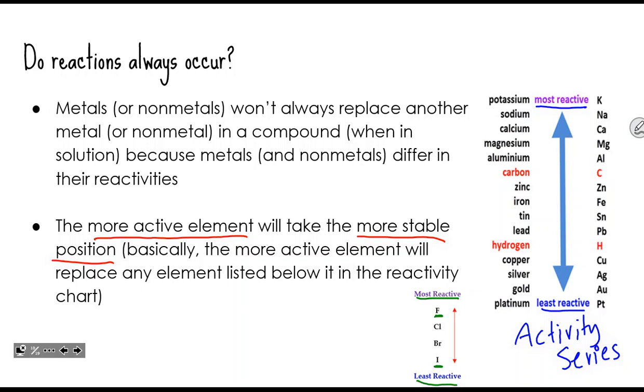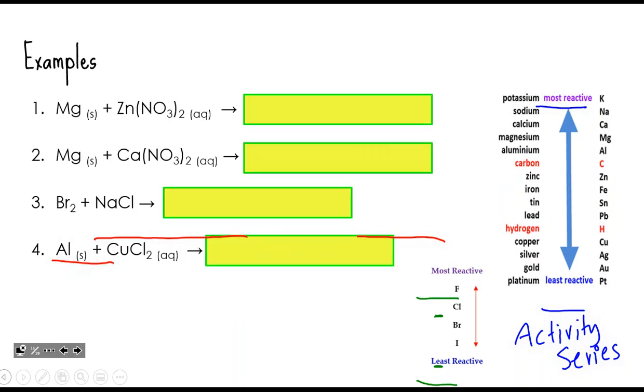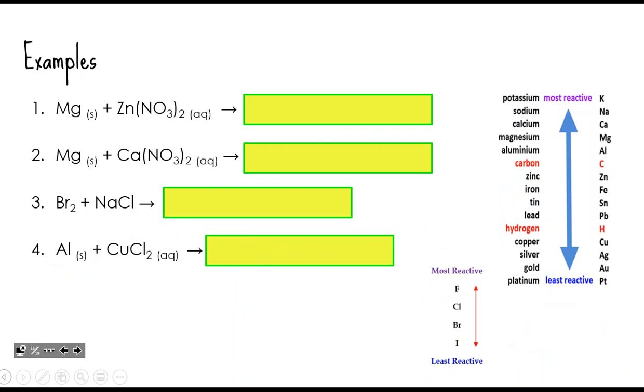So, same thing for the halogens. Fluorine can replace them all, but chlorine cannot replace fluorine. Neither can bromine or iodine, because fluorine is the most reactive. So, we're going to look at the charts and do some problems here. All right. So the first thing you should do is figure out which ones can switch, because remember, either the cations can switch or the anions can switch. So if we look at number 1, what 2 elements would be doing the switching there?